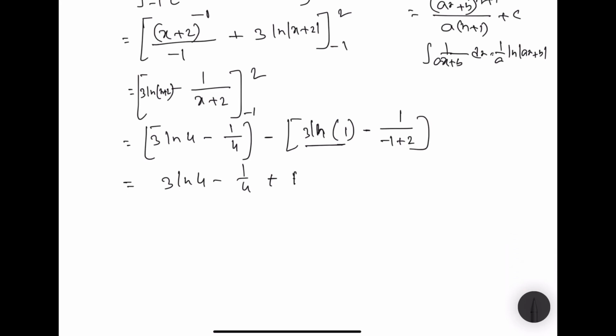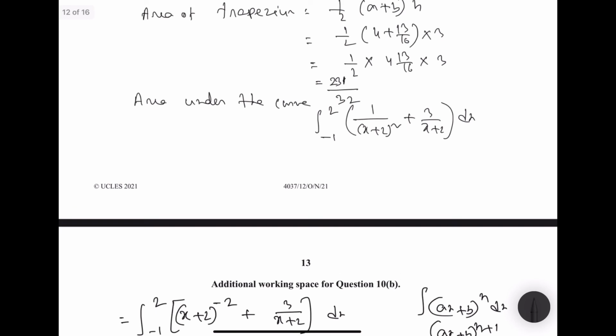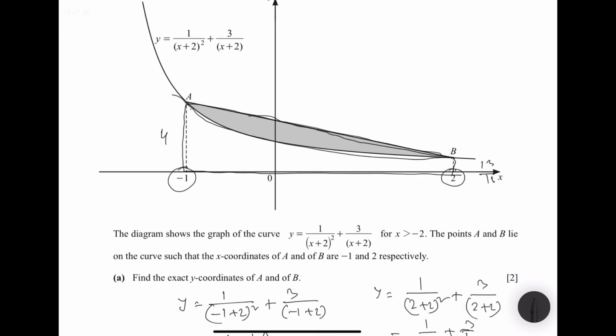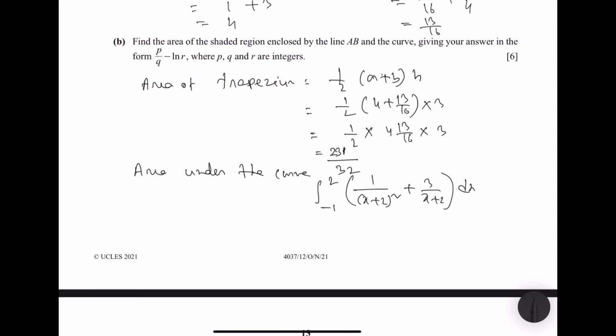Now let me simplify more. 1 minus 1 by 4, that is 3 by 4. So 3 by 4 plus 3 ln 4. Now let me see the diagram: the area under the line, the area of the trapezium, and the area under the curve, you are having the area of the shaded part.